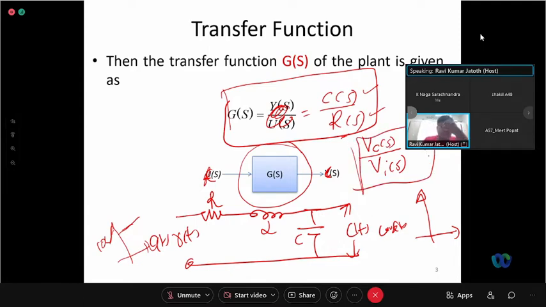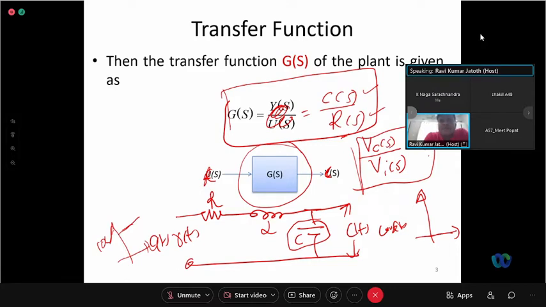The definition says it is a ratio of the Laplace transform of the output to the Laplace transform of the input, assuming all initial conditions 0. So what do you mean by initial conditions 0? Right now, in the capacitor, do we have any initial voltage? Does the response of the capacitor change with the initial voltage across the capacitor?